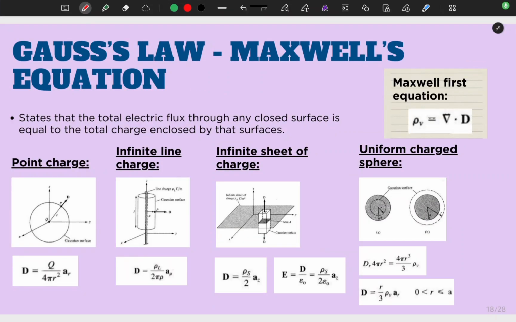For Gauss' law, it states that the total electric flux through any closed surface is equal to the total charge enclosed by that surface. It simplifies electric field calculation for symmetric charge distribution. Gauss' law is also Maxwell's first equation.